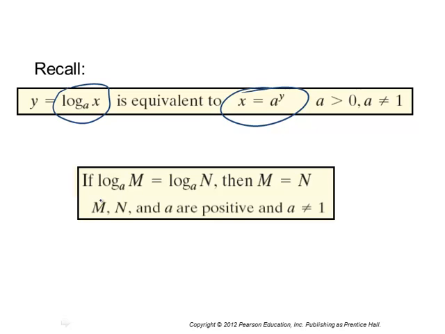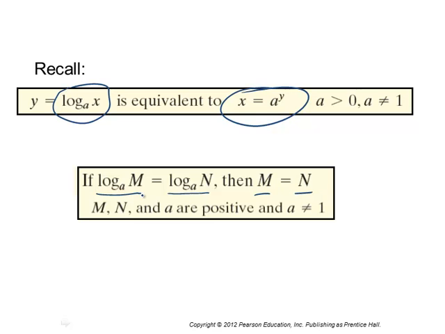Now, if we say that log base a of some number m is equal to log base a of some other number n, the only way this could be true is if the two numbers m and n are exactly the same as each other. And we're going to use that fact to help us solve logarithmic equations.